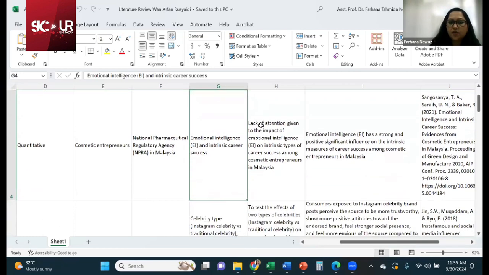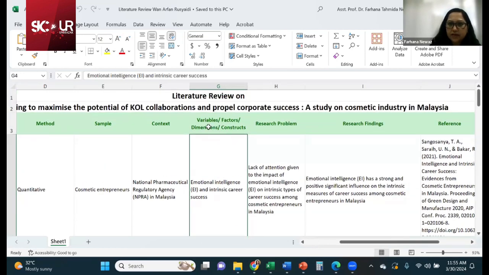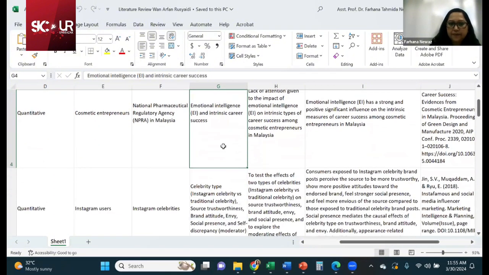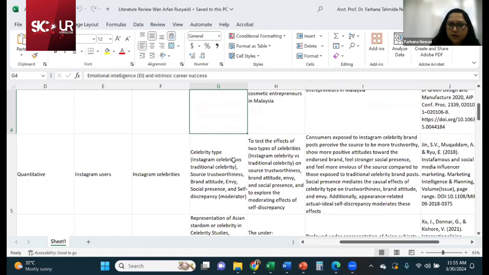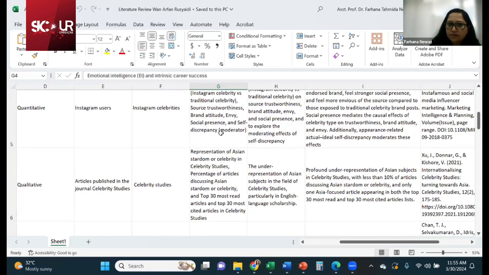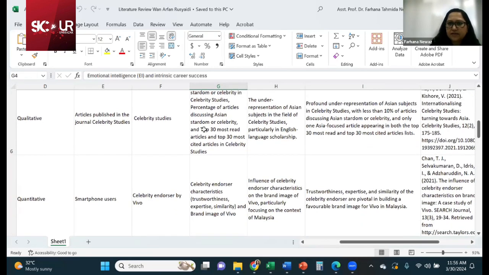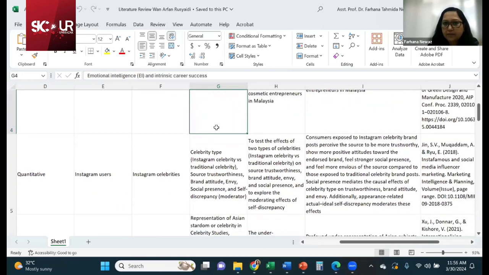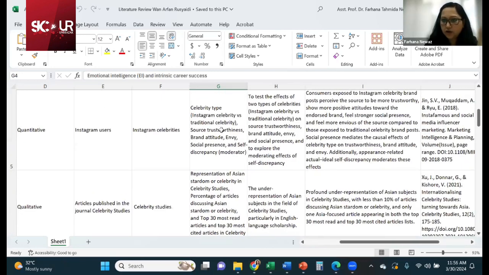So look, I just go for considering this column: emotional intelligence is one of the factors, then celebrity endorsement is one of the factors, then brand attitude is one of the factors, then social presence is one of the factors. So there are so many factors related to key opinion leaders collaboration. Maybe from here you can get like 20 variables. Are you going to use 20 variables? No, right?